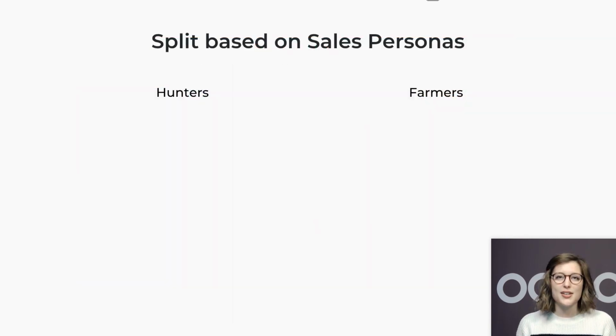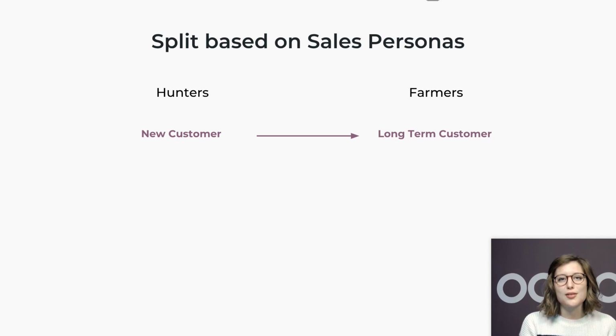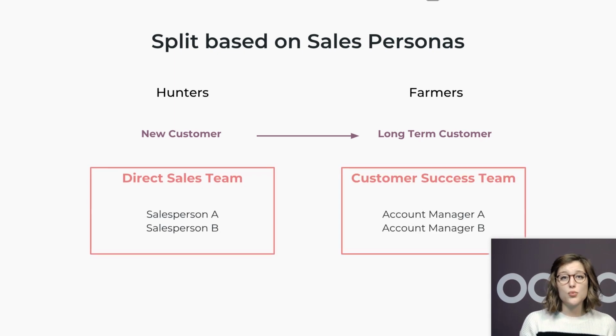For recurring sales, it could also be a good idea to split the teams based on sales personas, so between your hunters and your farmers. Your hunters will attract new customers, whereas your farmers will maintain already existing relationships. So for example, you might have a direct sales team which consists of your hunters. So they get new customers, and then they give these customers to your customer success team, the farmers, who will focus more on upselling to these customers.